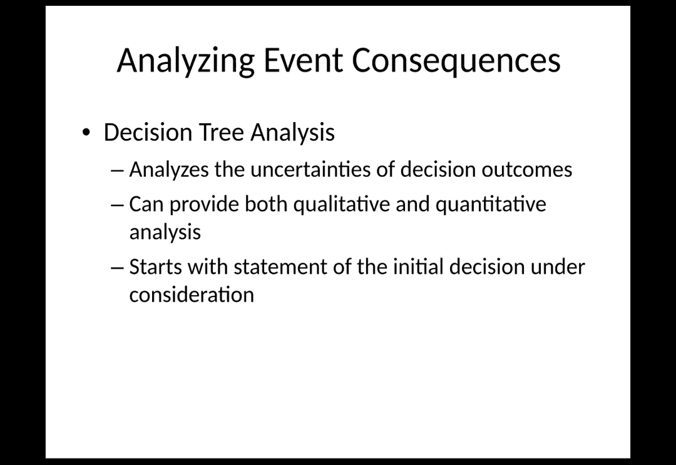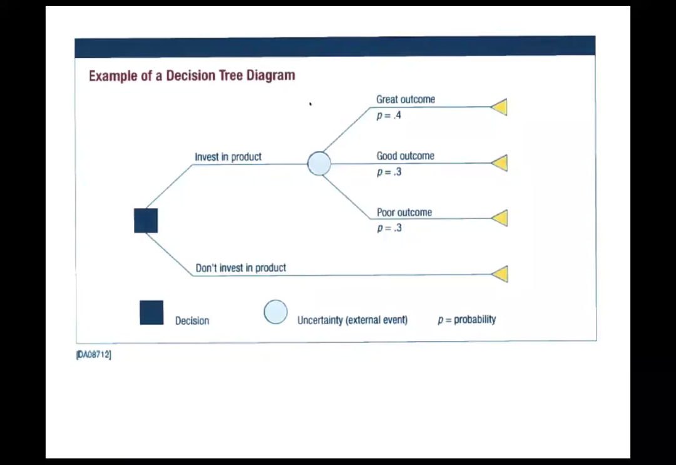So decision tree analysis, as it says, analyzes the uncertainties of decision outcomes. It can provide both qualitative and quantitative analysis, and starts with a statement of the initial decision under consideration. We'll see some examples of this as we go through. In this case, the decision we need to make is, are we going to invest in a product or not invest in the product? If we don't invest, well, we already have our outcome right here. It doesn't really have a probability associated with it.